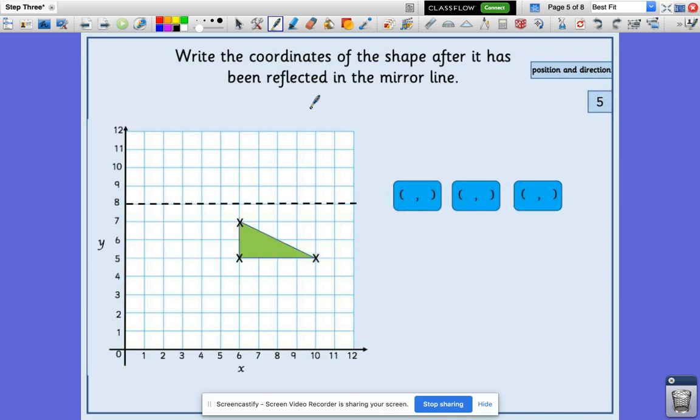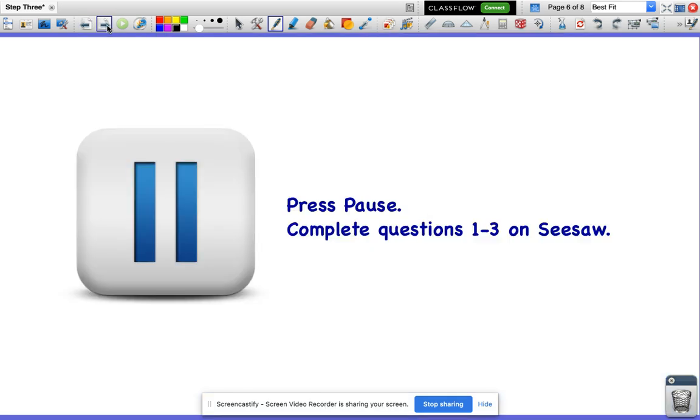The last one, again, write the coordinates of the shape after it's been reflected in the mirror line. Again, the first thing you need to do is reflect your shape. 3 away, and I've got 3 vertices there. I don't need to draw it in because I'm just worried about the coordinates today. So that's 6, 9. This one is 6, 11. And the last one is 10, 11. All right. So press pause and try questions 1 to 3 on Seesaw.